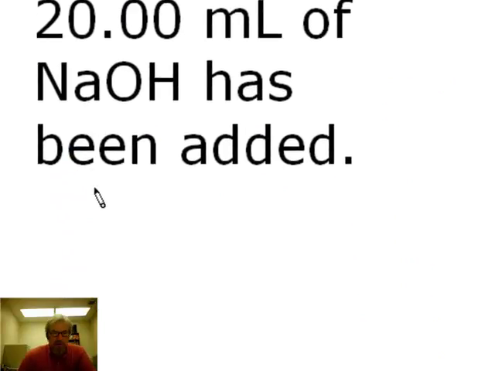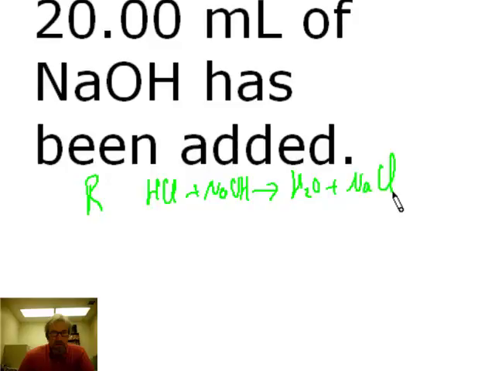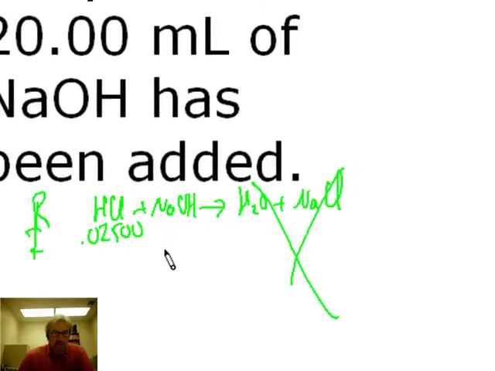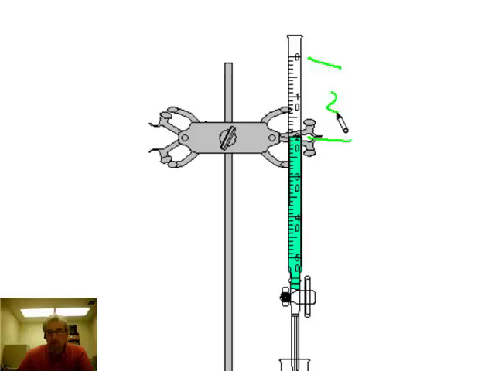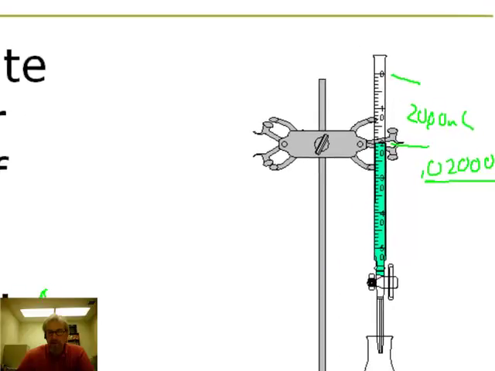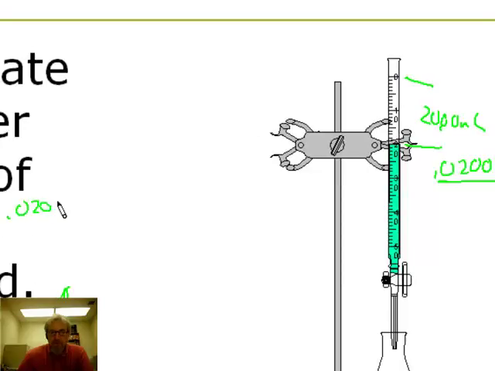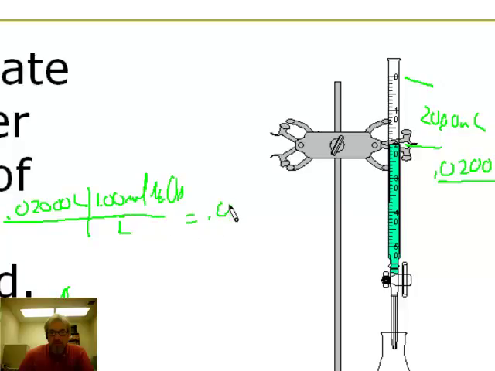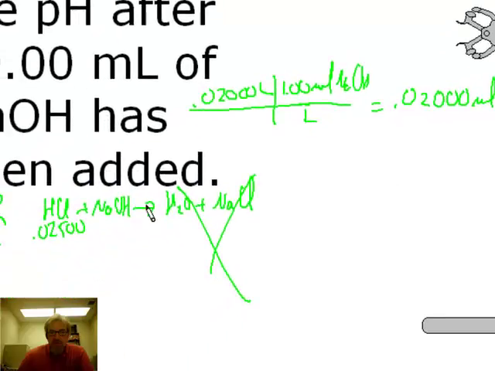So I'm going to set up another RICE chart. So my reaction line is going to be, again, HCl plus NaOH makes water plus NaCl, and I don't really care about that part of it. What's the initial? Well, we already have figured out that we had 0.02500 moles of HCl in the flask before we added anything. Now we've gone from 0 down to 20 milliliters, and 20 milliliters is 0.02000 in liters. So if I multiply 0.02000 liters times 1 mole of NaOH per liter, it tells me that I've got 0.02000 moles of NaOH that will have gone into my flask. So I'll put that in here, 0.02000.